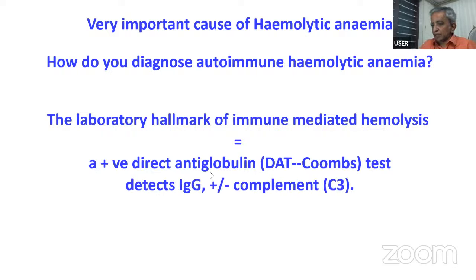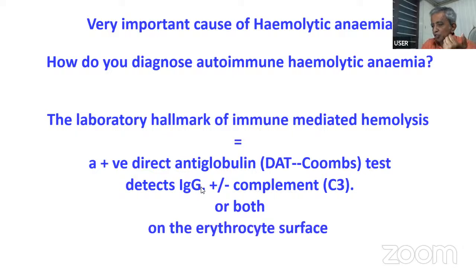Now, it will detect commonly IgG on the surface or complement C3 on the surface. So these are important. I said commonly IgG and complement C3, and sometimes it may be both. So it depends on the situation on the RBC surface. It is deposited, and you identify it by certain tests, which will come on the next slide.